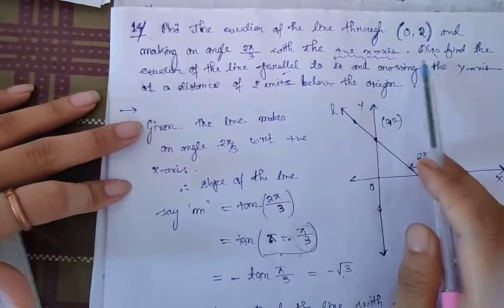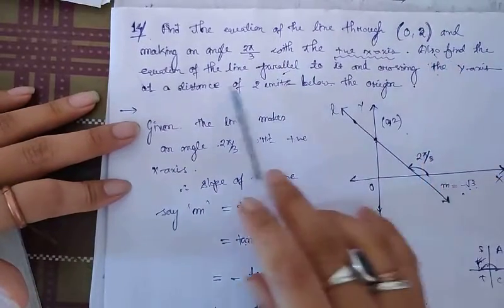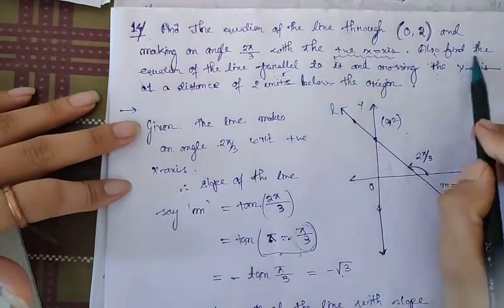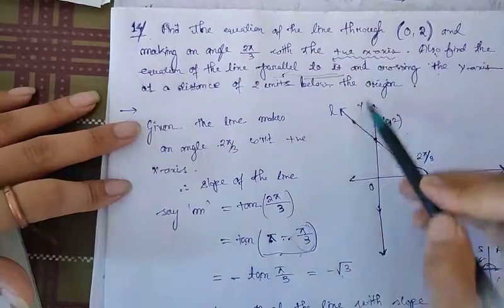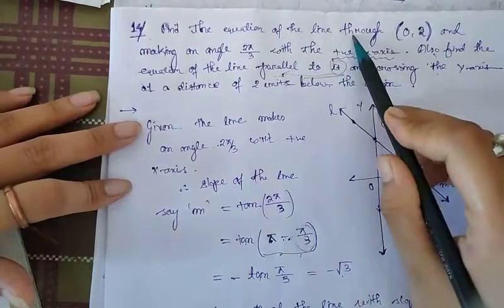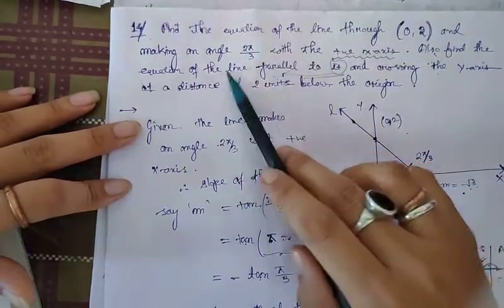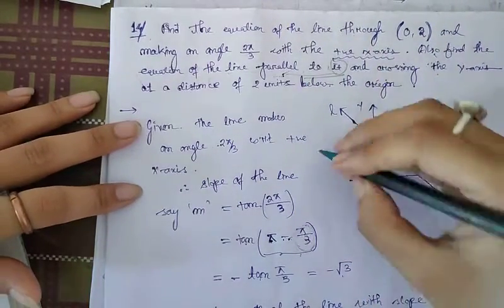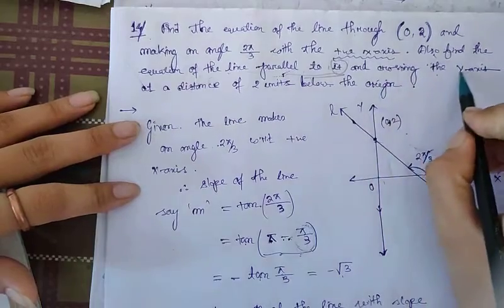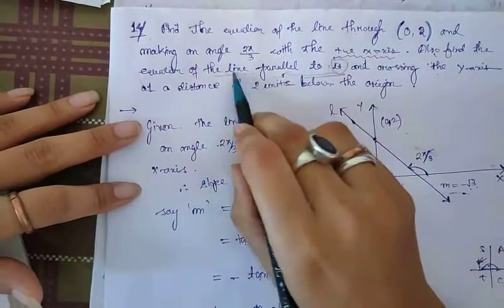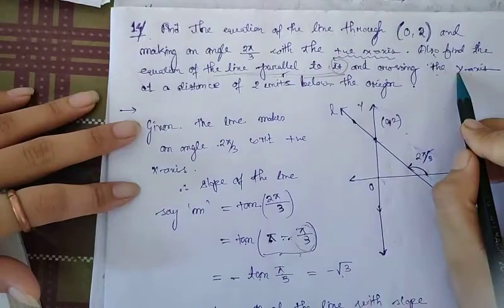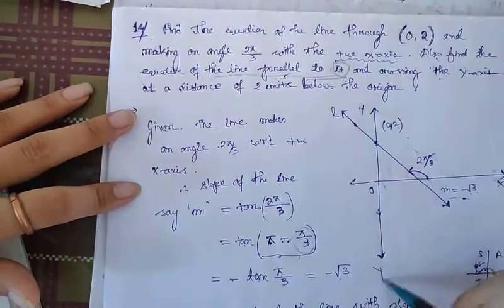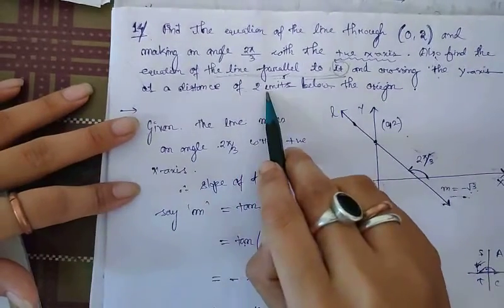Next, what is asked in the next part? Also find the equation of the line. The first part is done. We have to also find the equation of the line which is parallel to it, meaning parallel to this first line, and crossing the y-axis. A parallel line crosses your y-axis, crossing the y-axis at a distance of 2 units.